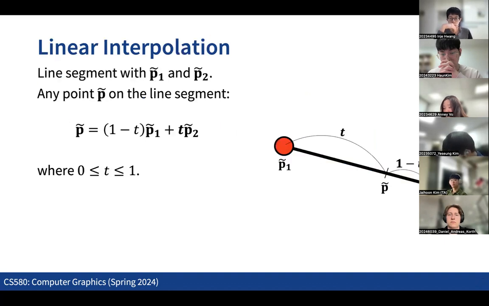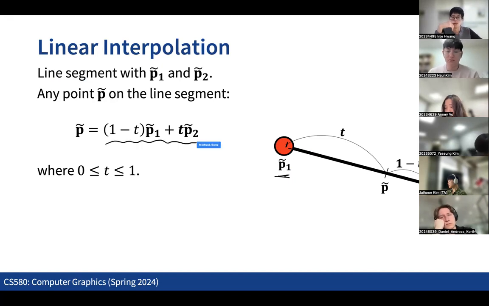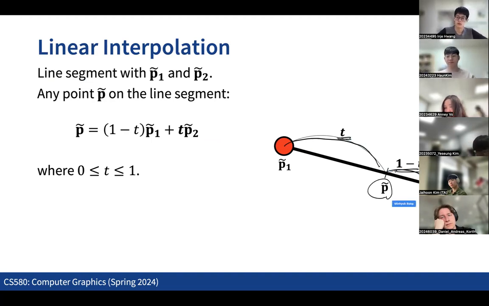So let's first see the line interpolation. When you have two points, P1 and P2, any point over the line segment connecting these two points can be represented as a linear interpolation between these two points, right? So when the ratio of this segment and this segment is t and 1 minus t, then the points interpolating these two points can be calculated like this, right? So this is the case that we're having linear interpolation.